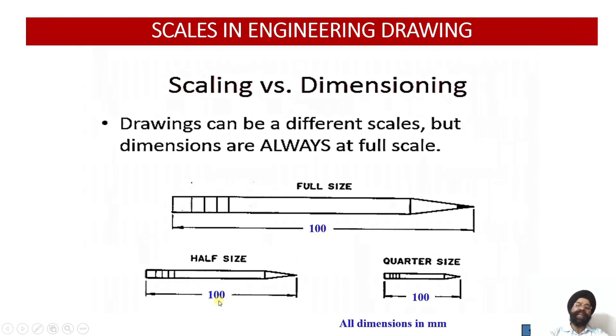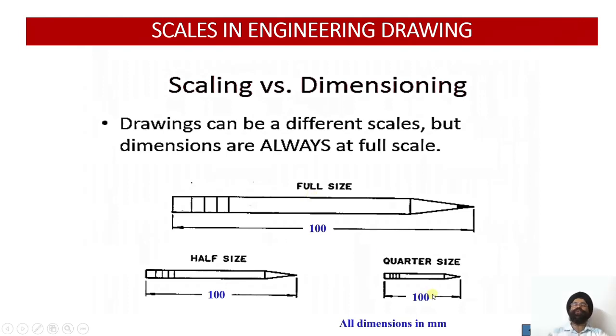So I have to write the actual dimension on the drawing, which I am drawing on the piece of paper. So the actual size of the component will be mentioned on my drawing sheet, irrespective of whether I am drawing it 50% size or 25% size.